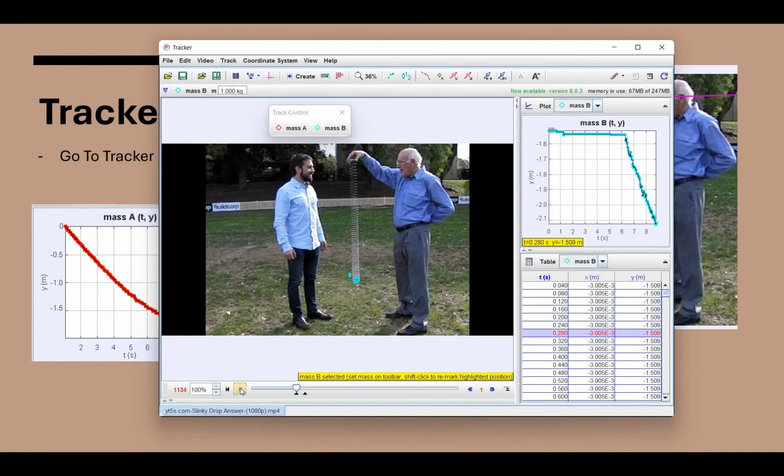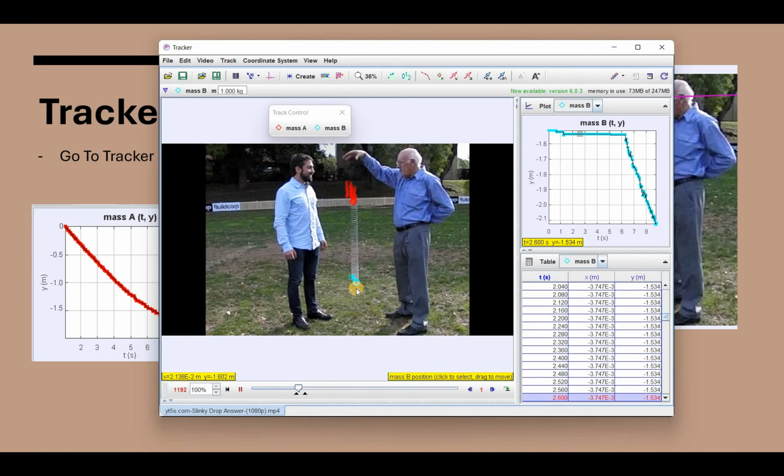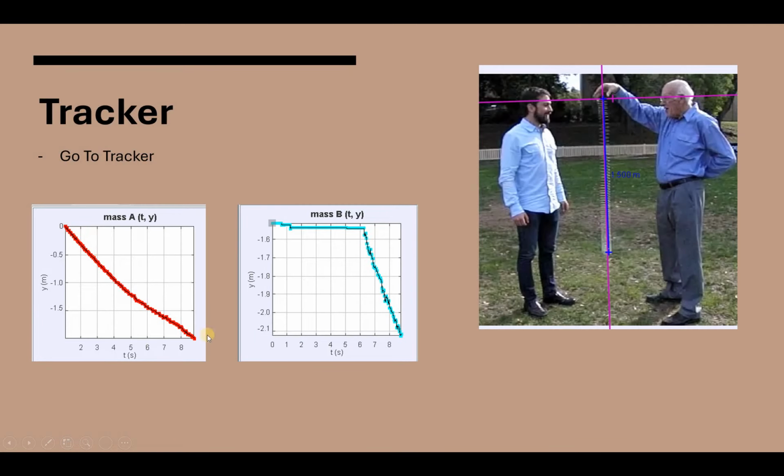So I'm going to play it. As you can tell, mass B is not moving at all at the bottom of the slinky, and only the top is moving. So once the top hits the bottom, both of them start going down at the same time. And as you can tell, the plot is right here, the y-axis for the mass A and B. Until over here at 6 seconds, that's when B started going down, and that's when A reached it.